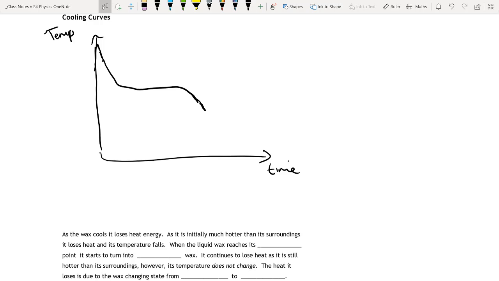What we have, so we'll say this is a liquid. Okay, it's starting off as liquid, changing into a solid. So what happens?